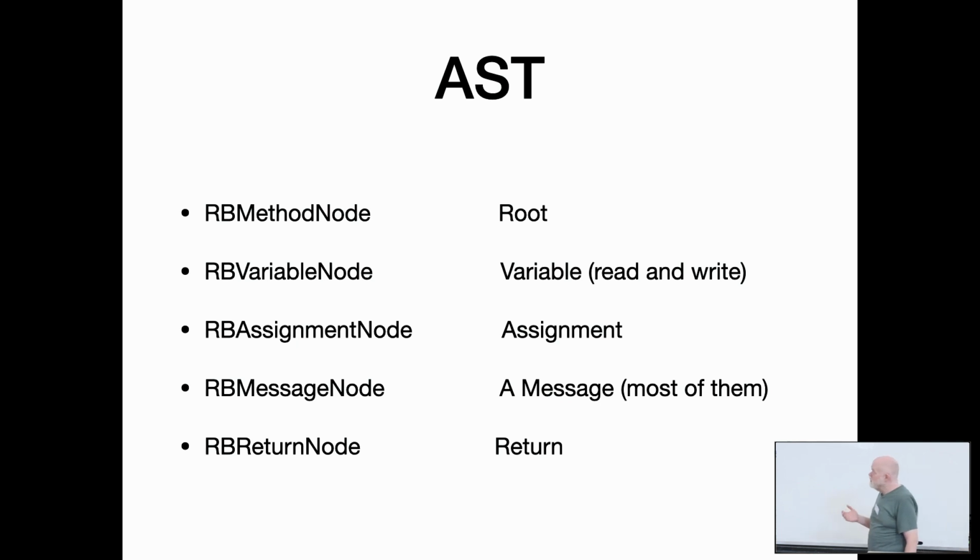The most important ones, there are some more, are RBMethodNode, that's the root. Then we have VariableNode, this is the variable, and that's the topic of this presentation. We have, for example, AssignmentNode, where the left side is the variable and the right side another expression. MessageNode for message sends, which is the most important operation that we do, and the ReturnNode to return. These are kind of the most important nodes that we have.